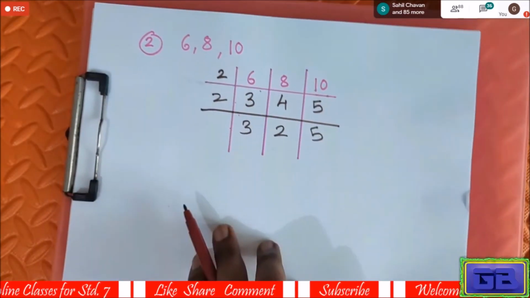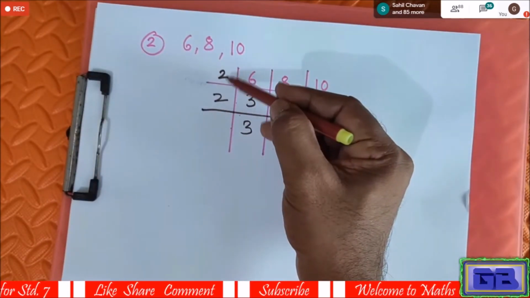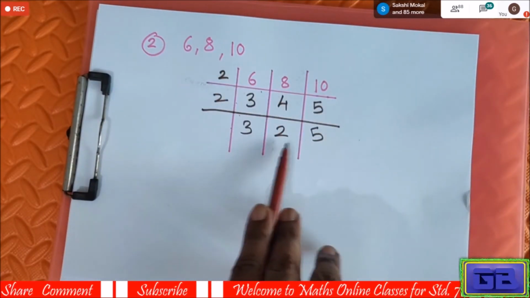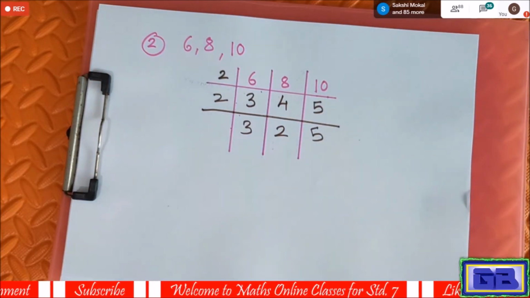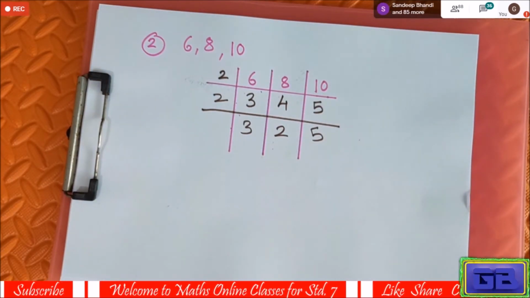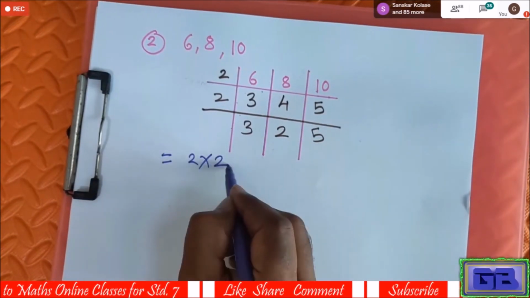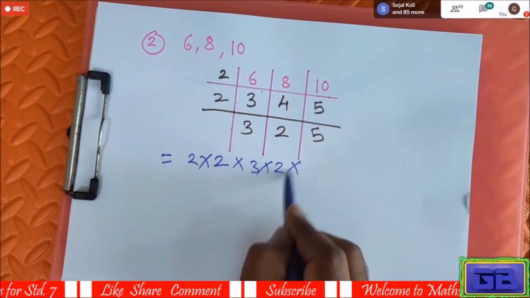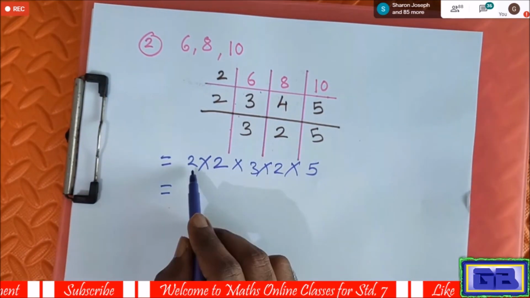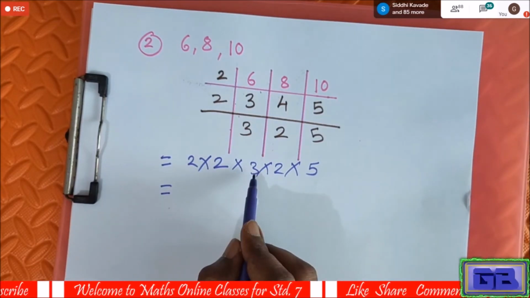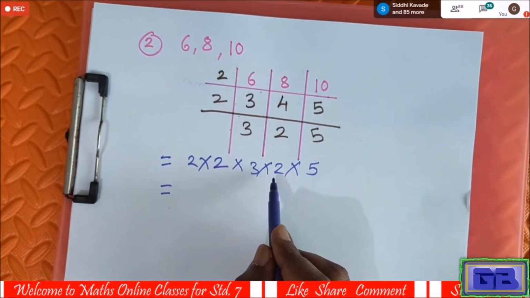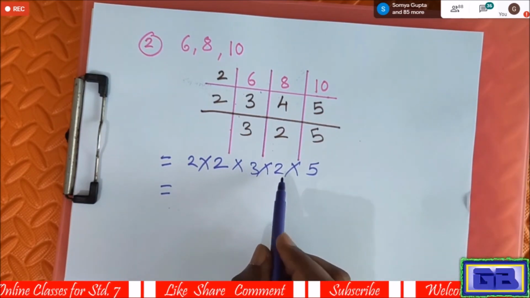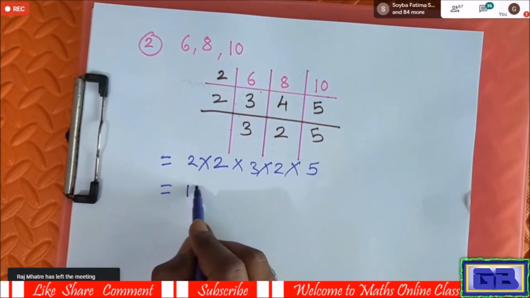So you got here vertical factors 2 into 2, and here horizontal 3 into 2 into 5. All together you have to take down 2 into 2, this 2 and 2 I have taken, into 3 into 2 into 5. 2 2s are 4, 4 3s are 12, 12 2s are 24, and 24 5s are how much? 120.